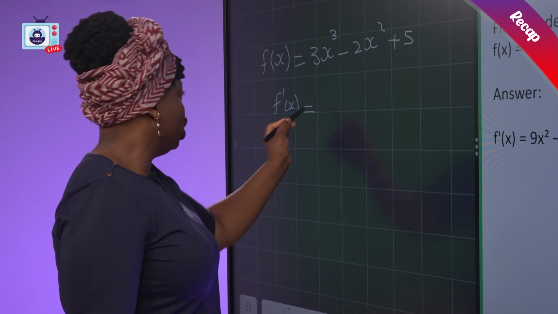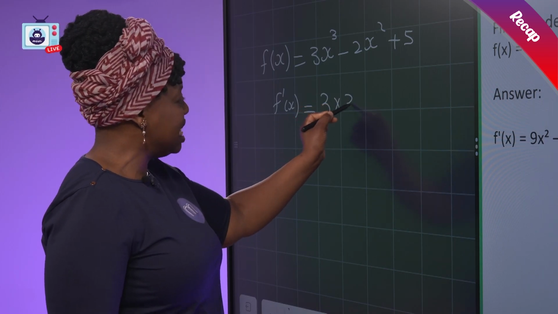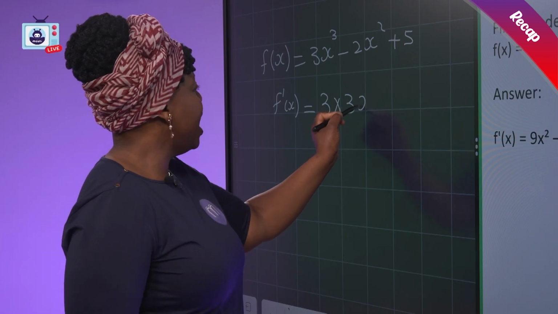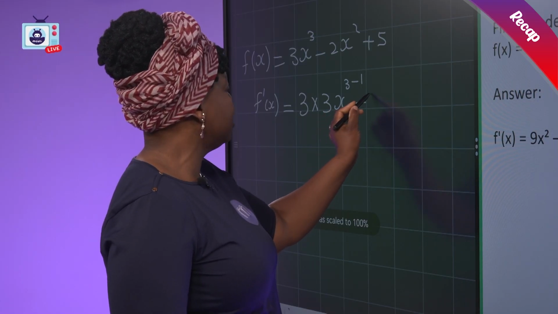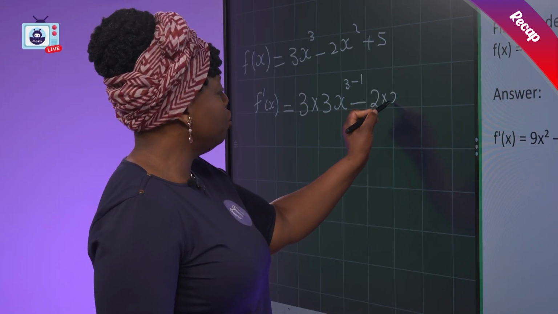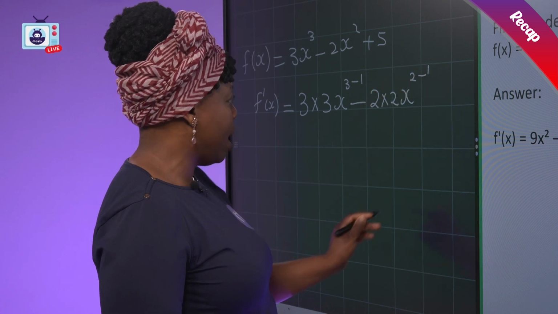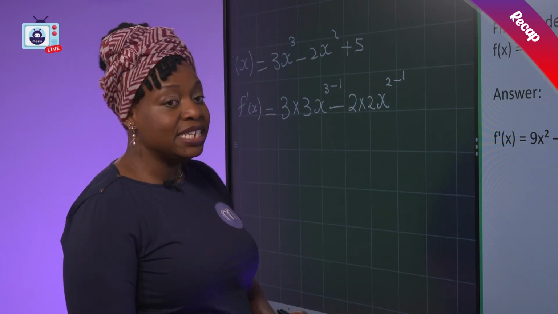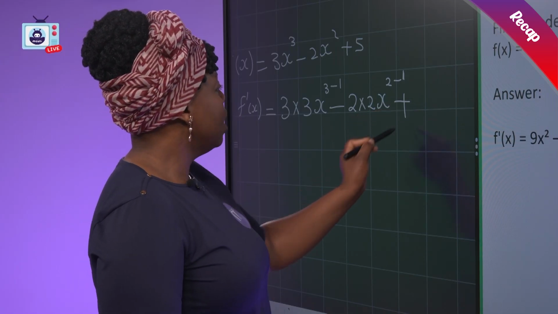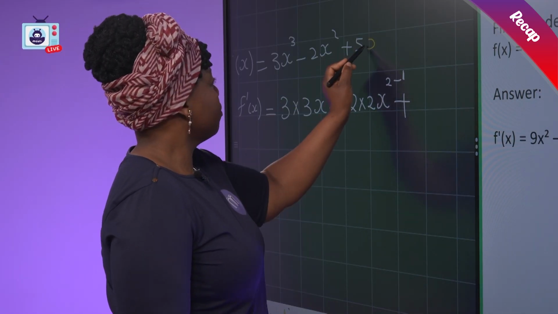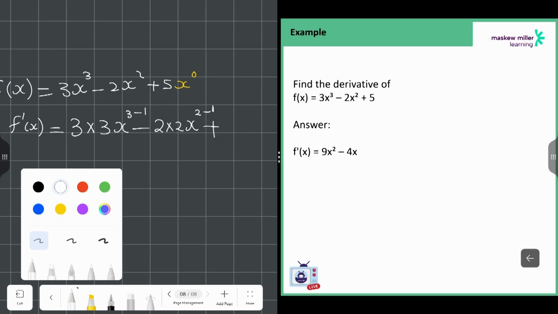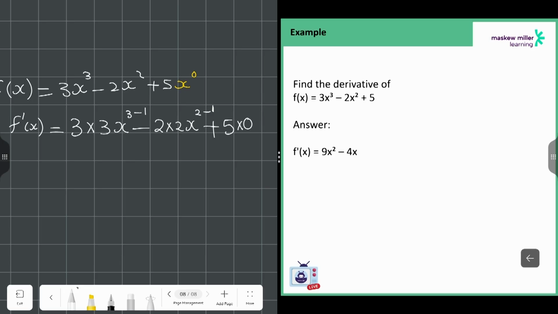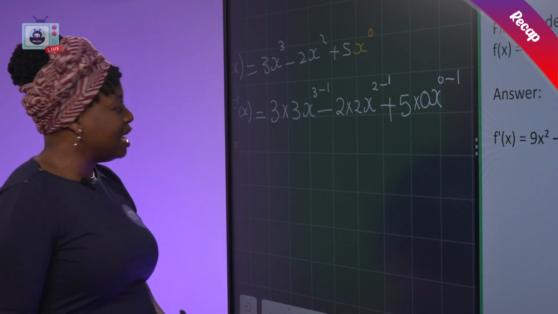So what I'm going to do is I'm going to have 3 multiplied by the 3 that is at the exponent, then x to the exponent 3 minus 1. Same applies to the rest. I'm going to have minus 2 multiplied by 2x to the exponent 2 minus 1, like that. And then remember we said that the derivative of the constant always has an x with an exponent 0, okay? So what we are literally saying there is that we're going to have 5 multiplied by 0, and then we have x to the exponent 0 minus 1. So that is what we have, right?